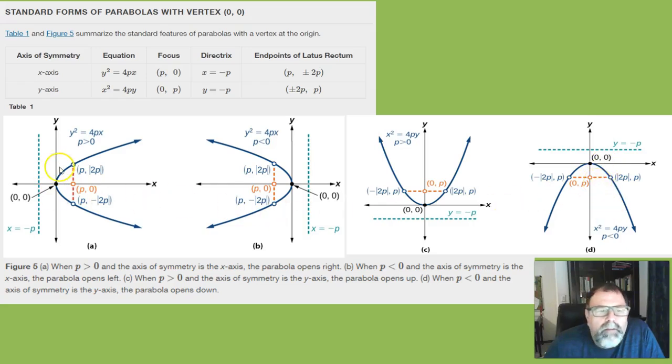All right, and then so we have our vertex, the endpoints of the latus rectum. And notice, if you figure out the length of the latus rectum, this is something you should kind of notice. If you went up 2p and down 2p, 2p plus 2p, that's going to be 4p, which comes right here, right? So for all of them. So that's another way to remember what the length of the latus rectum is. It's just going to be whatever 4p is.